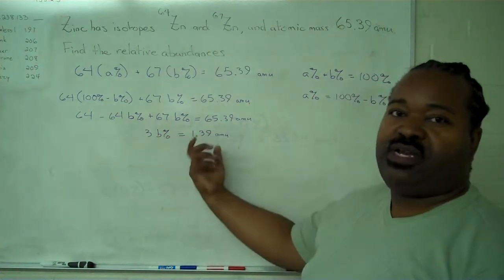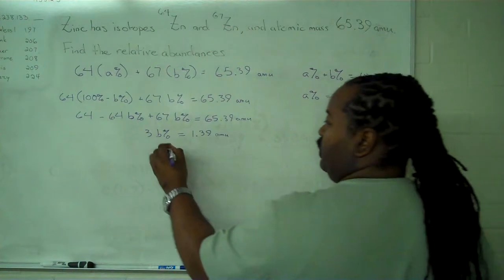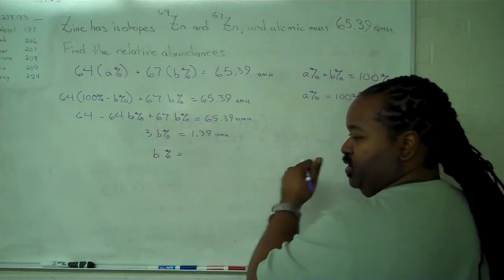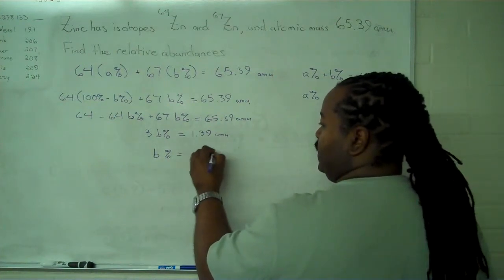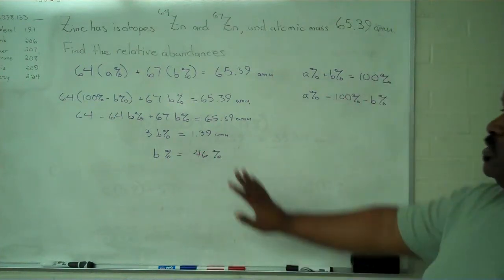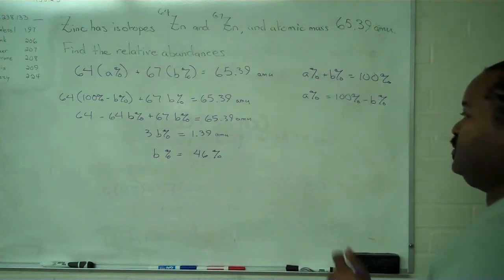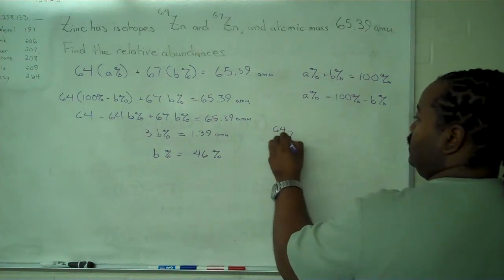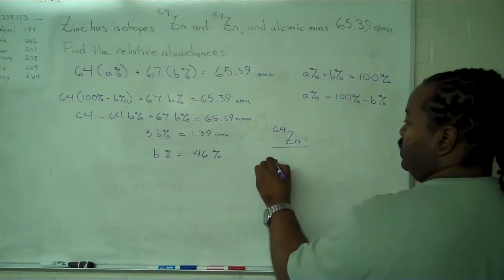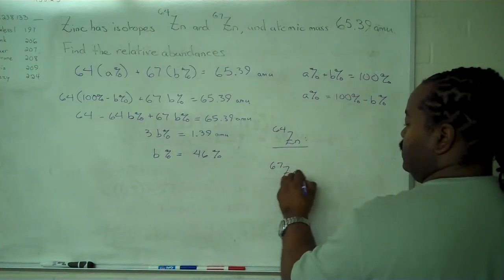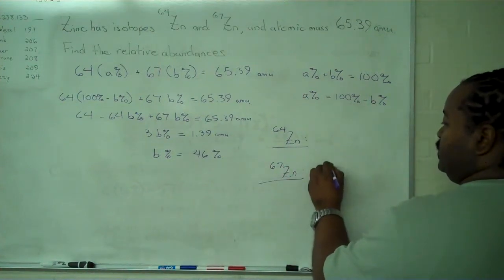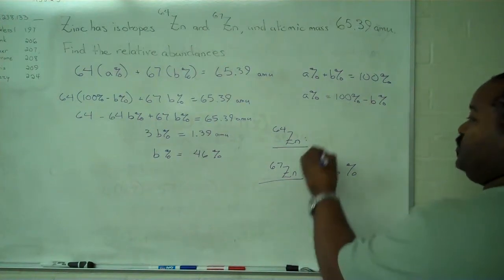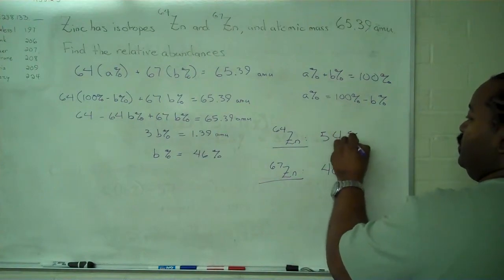And so now if we divide by 3 on both sides, we'll find that the value for the percentage of component B is actually 46%. So since component B corresponds to zinc 67, we now know what we expect for both zinc 64 and zinc 67's relative abundances. This is 46%. Since the whole thing has to add up to 100, this has to be 54%.